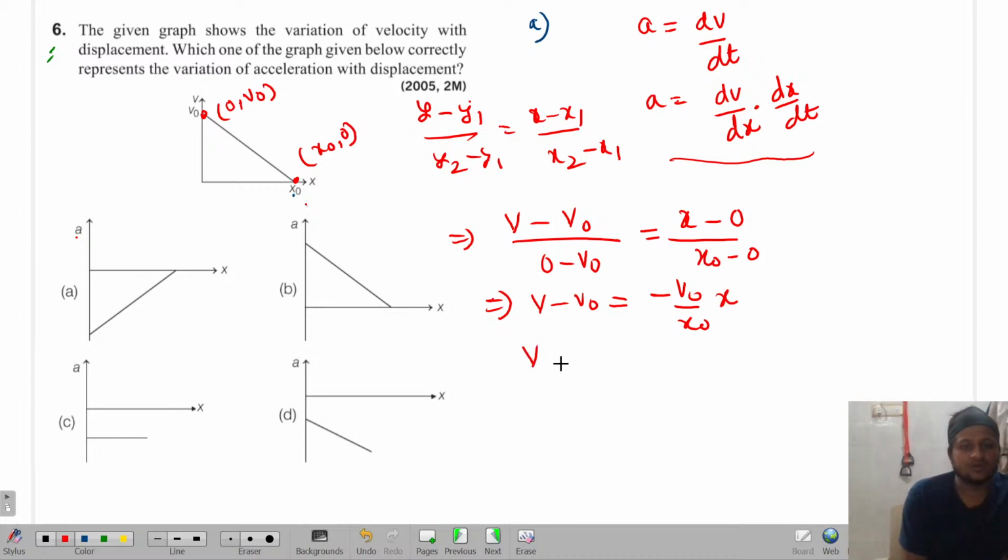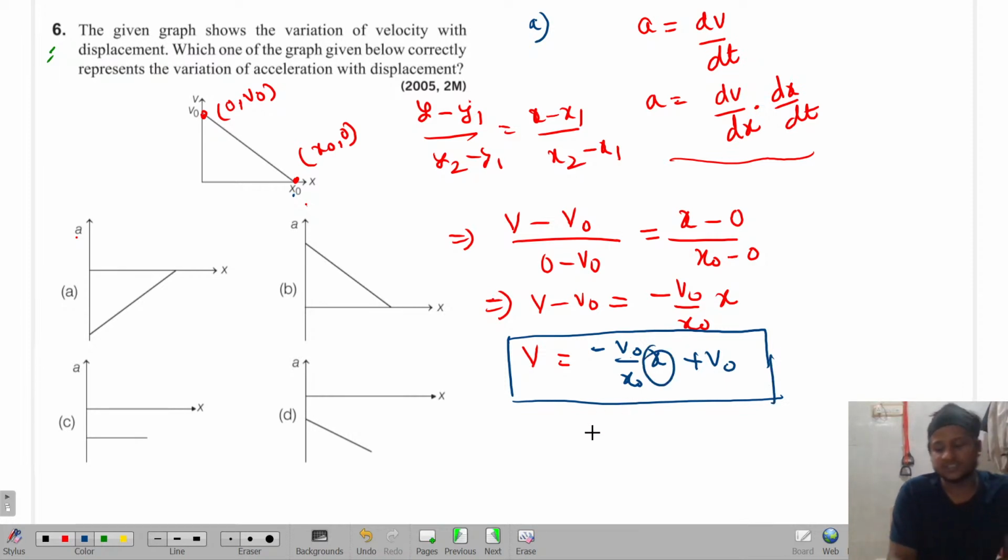So what is going to be your v equation? V is equal to minus v naught by x naught into x plus v naught. So you got your velocity equation. Try to see this. This velocity is dependent upon position. So you have got your correct velocity equation. Now you can calculate the acceleration out of it.